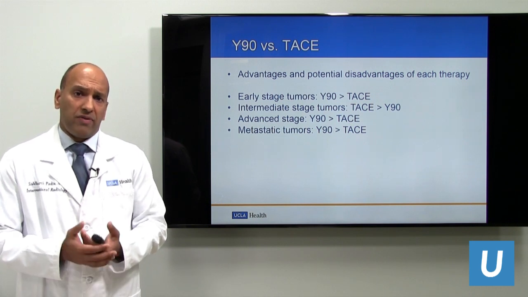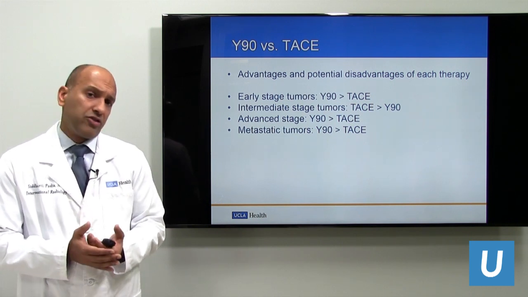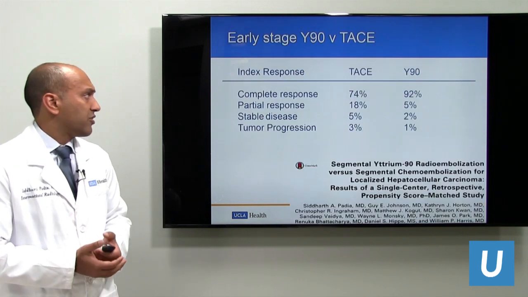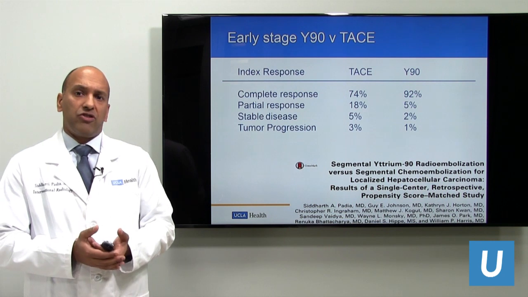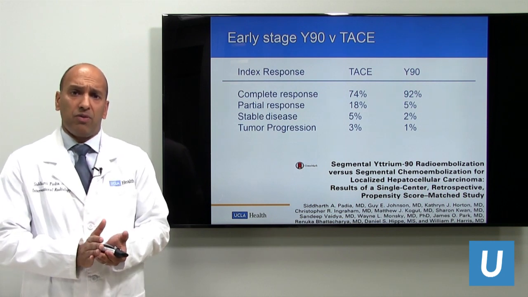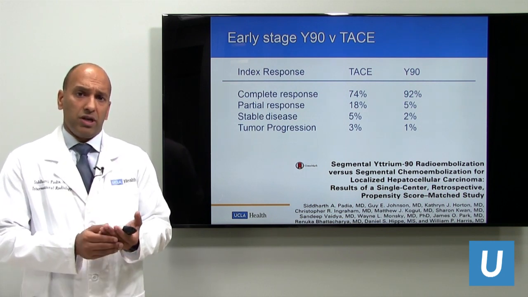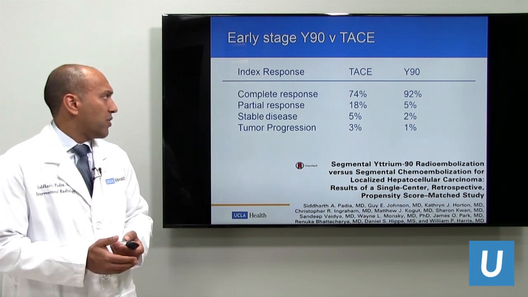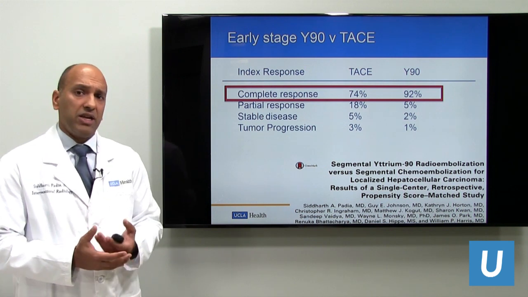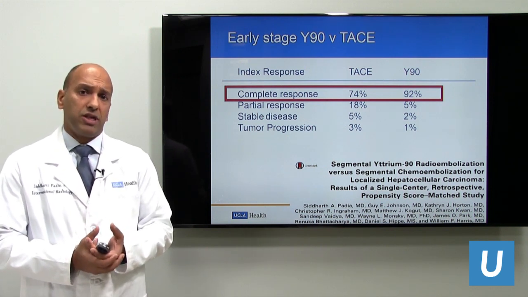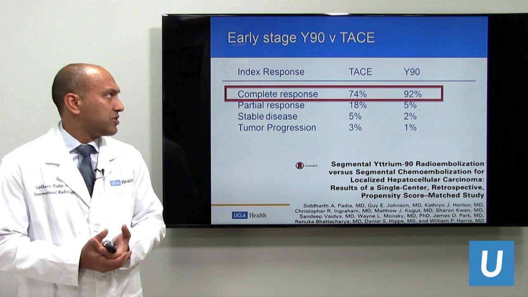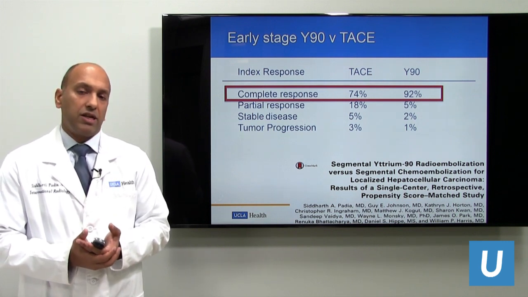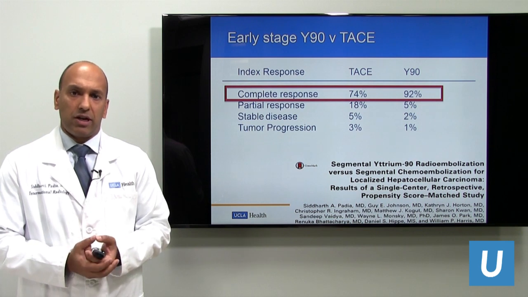So what we do is we evaluate each patient and figure out what is the best therapy for them when they come in for an in-office consultation. As an example, we compared the early stage patients in over 200 people who underwent both of these procedures, the Y90 procedure versus chemoembolization. And the key thing to point out is the complete response rate. That means how many of these people got 100% tumor kill. And in 92% of the Y90 group, in over 9 out of 10 patients, we got a complete kill of their tumors, essentially a curative intent.